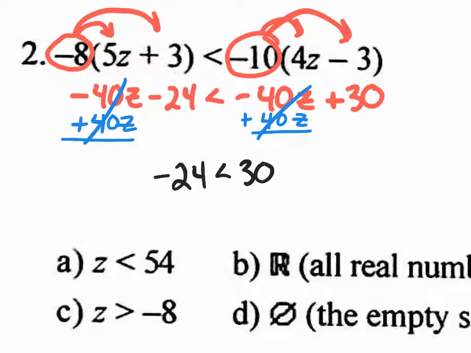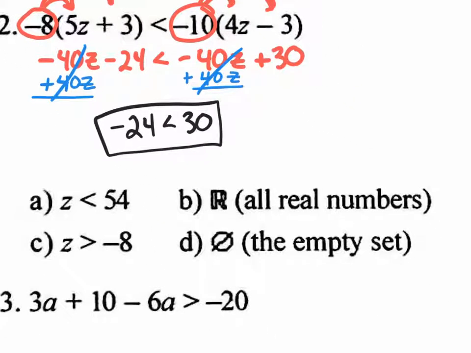Now the question is, is that always true or is that always false? That's always true. Any negative number is always going to be less than any positive number. Okay. So that's about it. So what do we say? We say all real numbers, and the answer is B, all real numbers. Again, because it's always true, it's all real numbers.